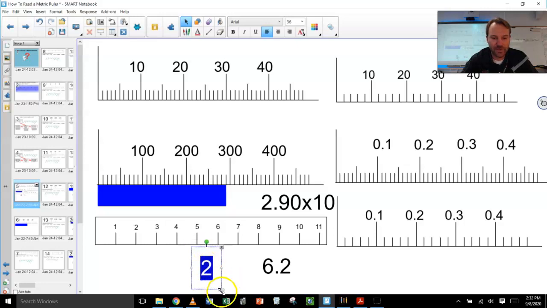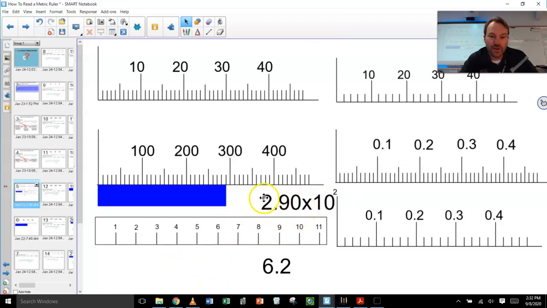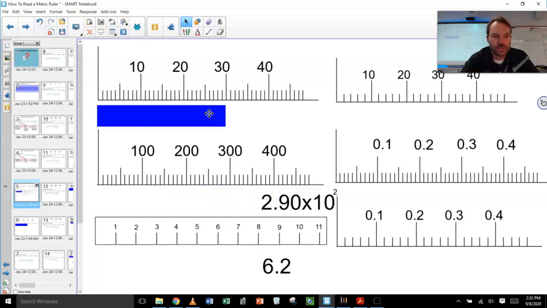This is a little bit of formatting on my end here. Just going to drag this, like that. 2.90. So this shows that there are 3 digits of significance in this measurement. 290, and the 0 is important. Here's another one.